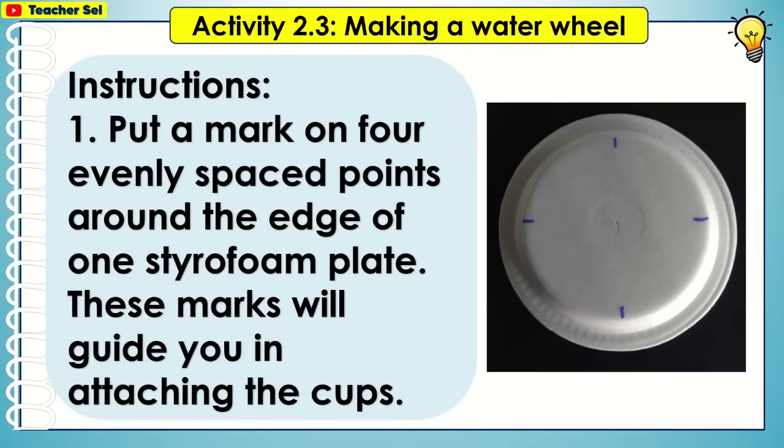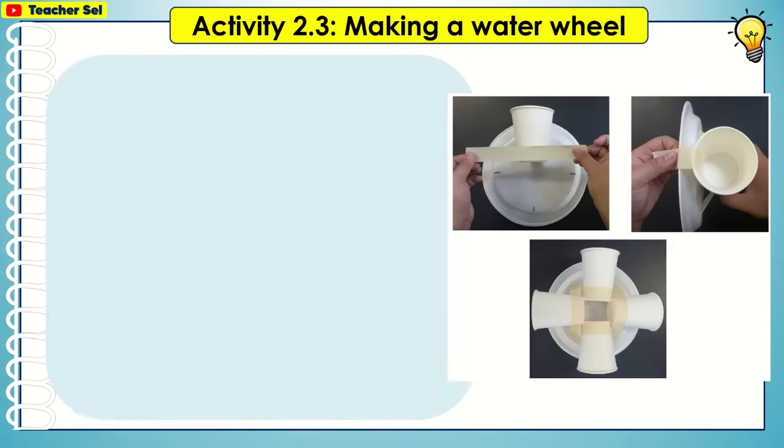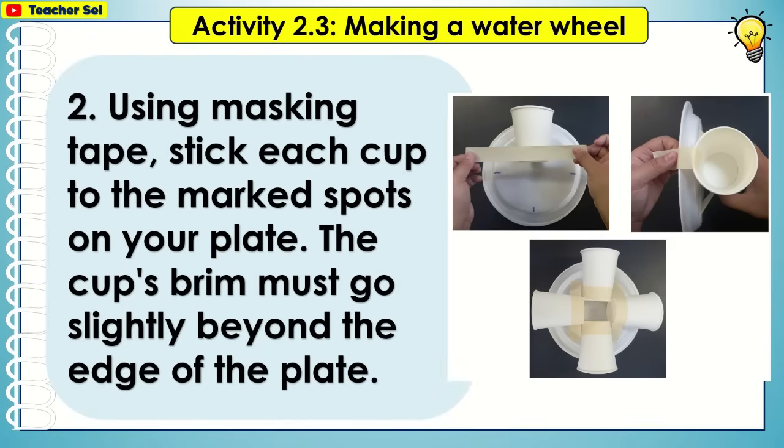Put a mark on 4 evenly spaced points around the edge of one styrofoam plate. These marks will guide you in attaching the cups. Using masking tape, stick each cup to the marked spots on your plate. The cup's brim must go slightly beyond the edge of the plate.